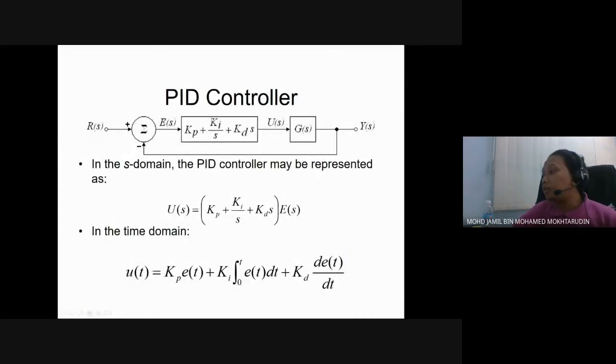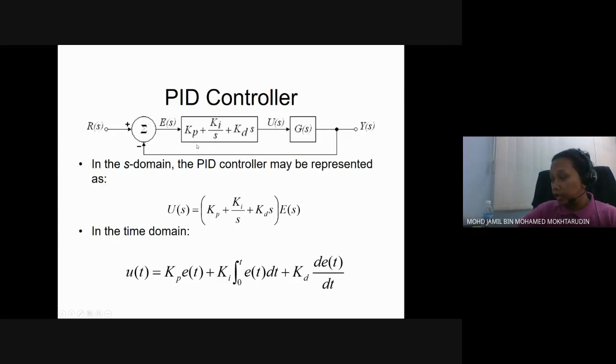The PID controller can be represented by this equation. There are three elements in the PID controller. The first gain, Kp, is the proportional gain for the proportional controller. Then Ki over S, where Ki is the gain for the integral controller. And lastly, Kd is the gain for the derivative controller.